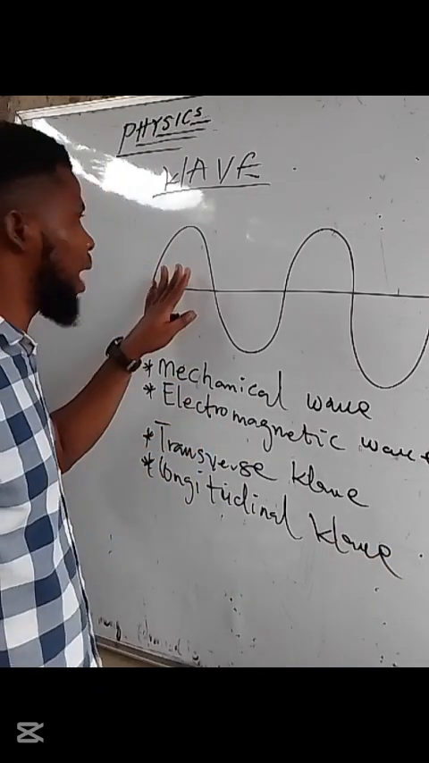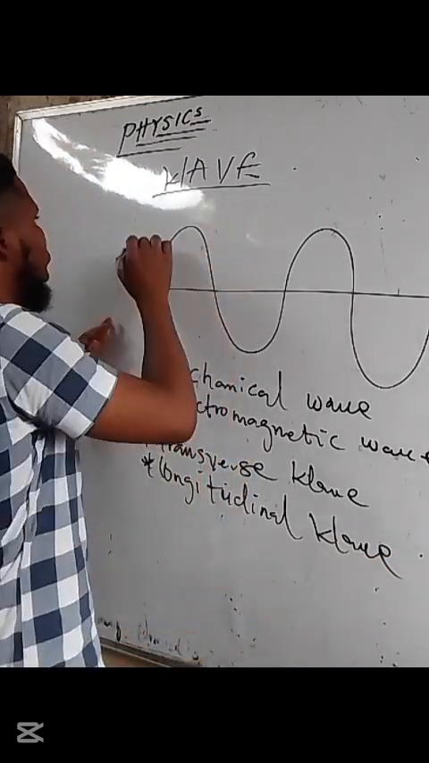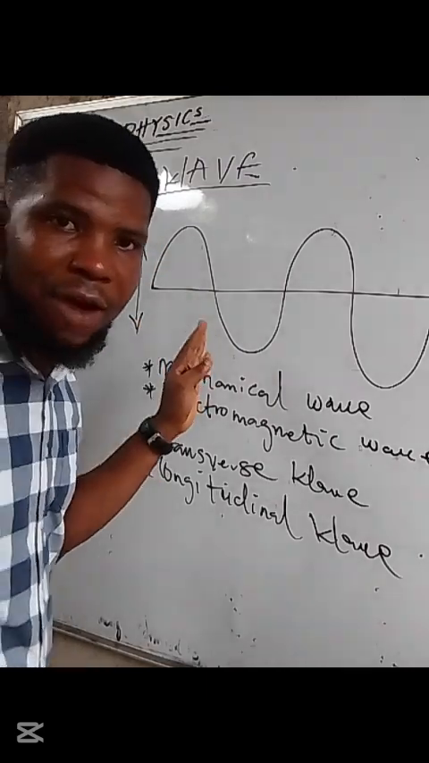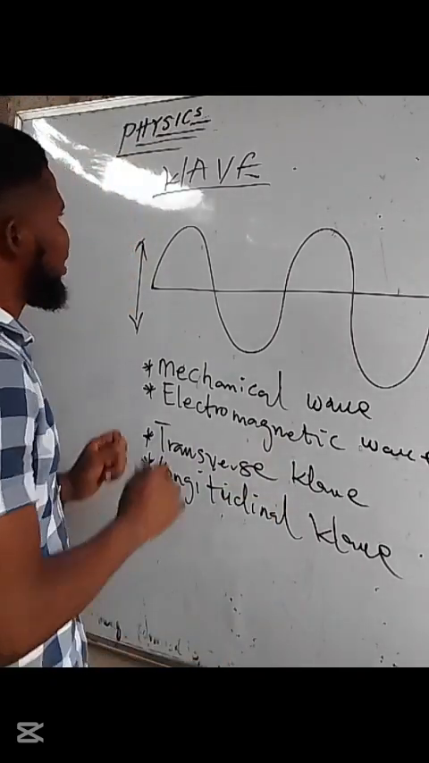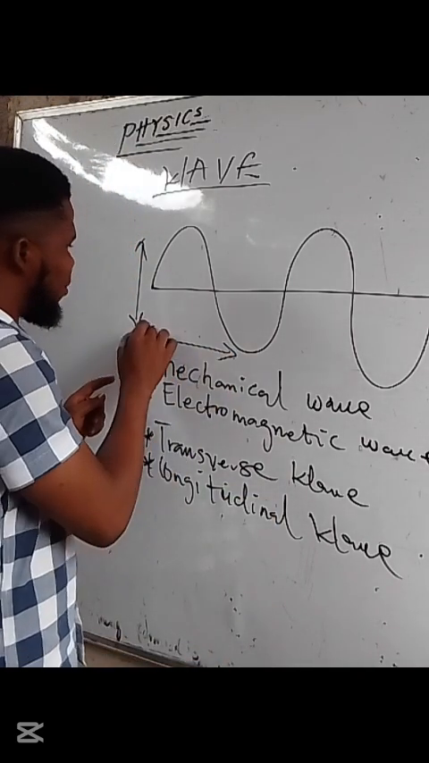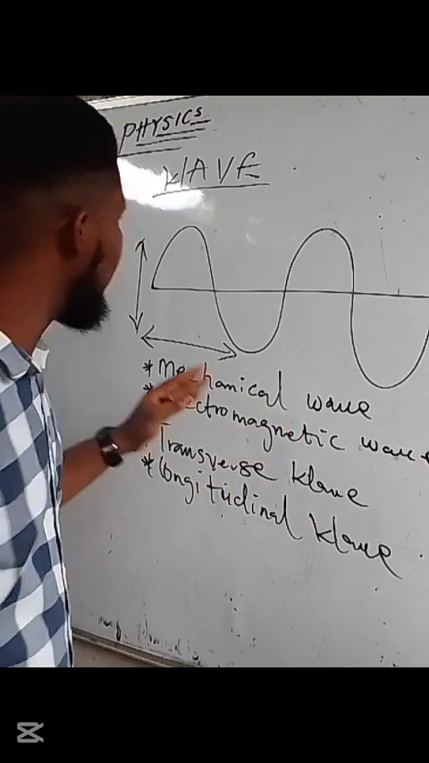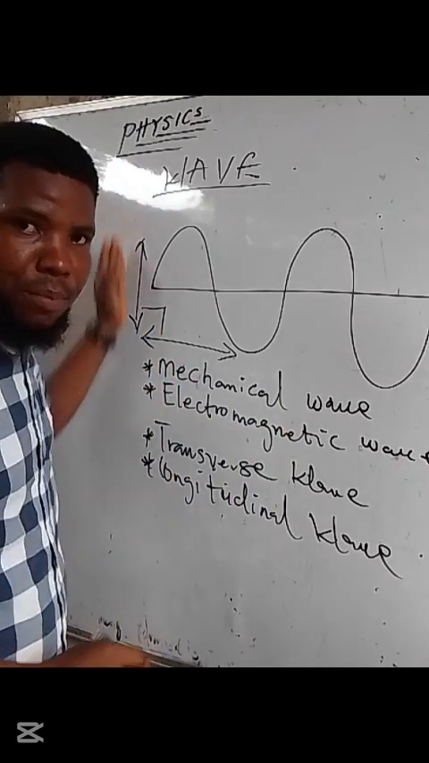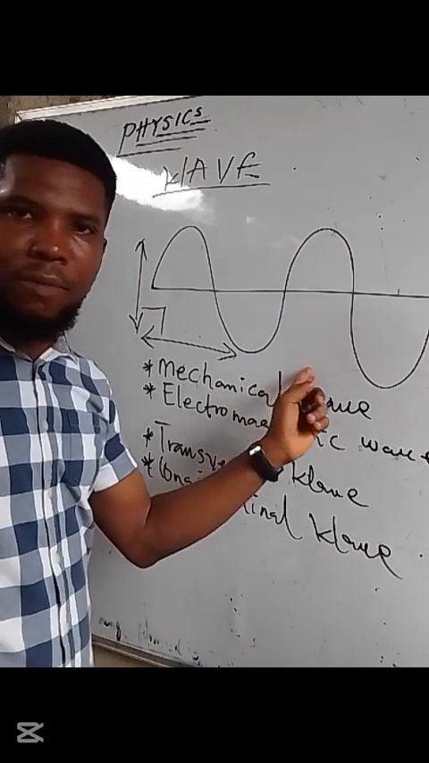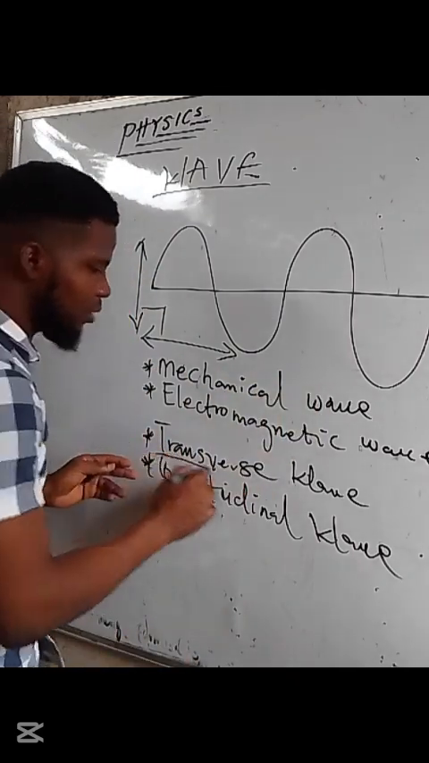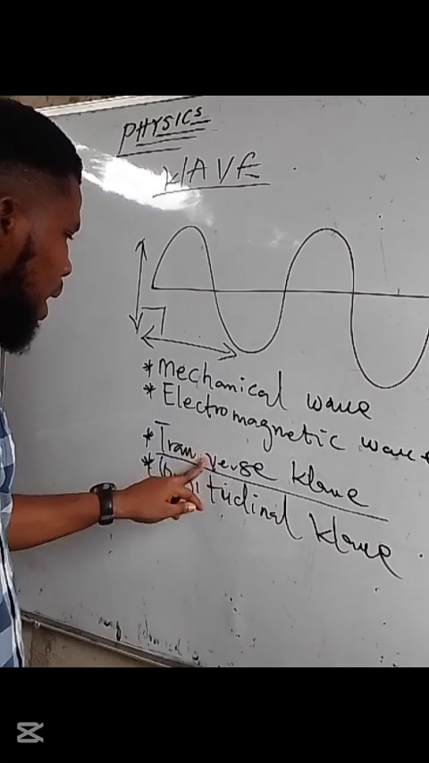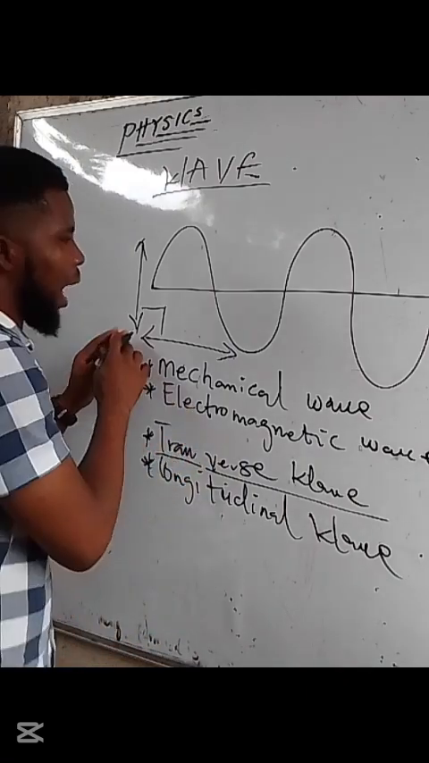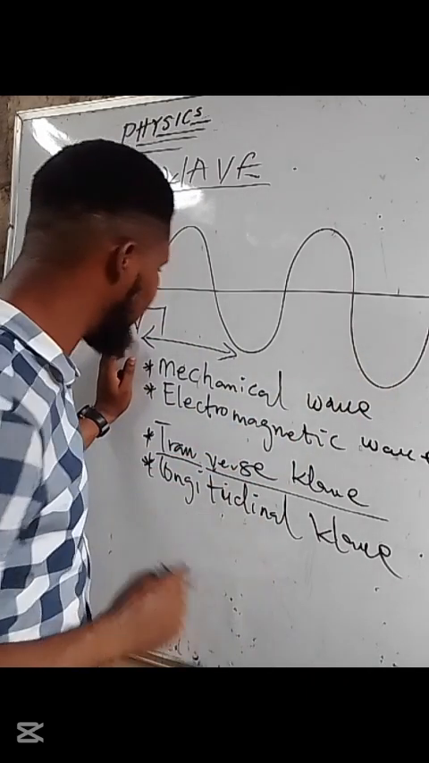A transverse wave is more like what I have here. It's a vibration of material medium up and down, but the wave motion is moving in this direction. So there is a kind of perpendicular relationship between the vibration of the medium and the movement of the wave. So we say that a transverse wave is a wave in which the vibration of the medium is perpendicular to the wave motion. That is for transverse wave.